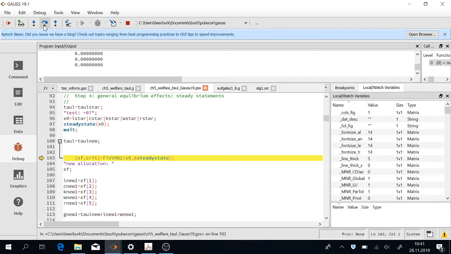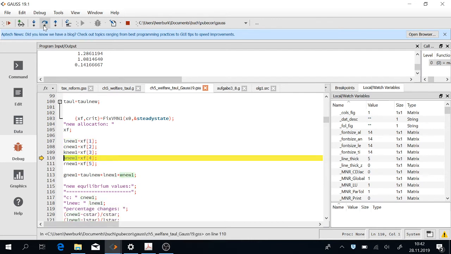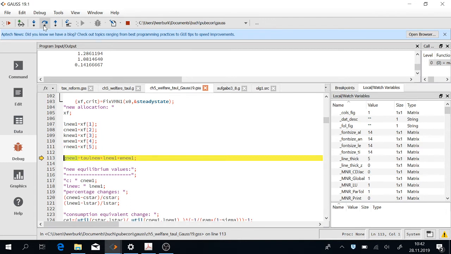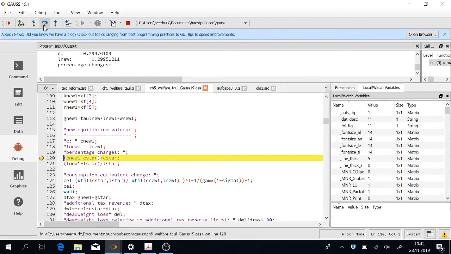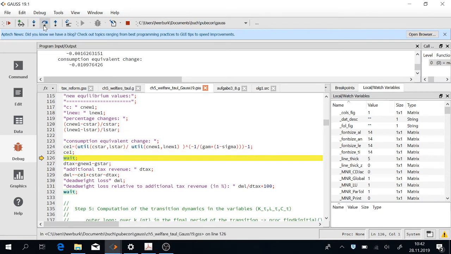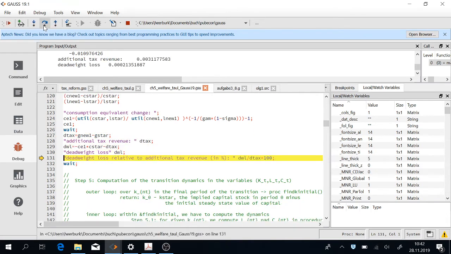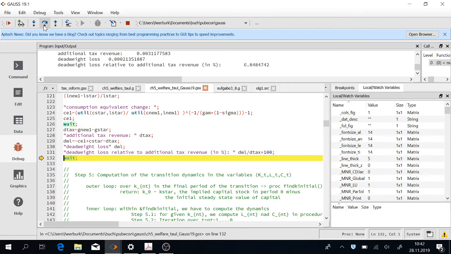And we do this again with the procedure for our nonlinear equations solver, fix V, M, N, M1. And we have the new allocation stored in the variables L new 1, C new 1, K new 1, W new 1, R new 1, and government expenditures equal to tax revenues, G new 1. And the percentage changes are now minus 1.2% and 0.162% for consumption and labor. And our consumption equivalent change amounts to 1.097% now in general equilibrium. So it's higher. We compute the deadweight loss in the same way as before and get a deadweight loss relative to tax revenue of 6.85%.